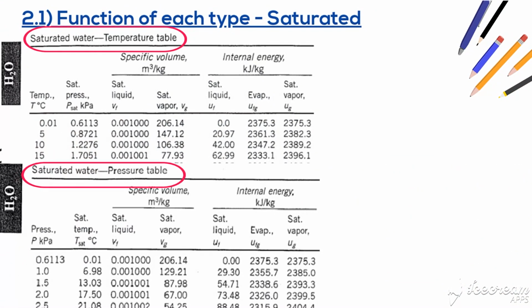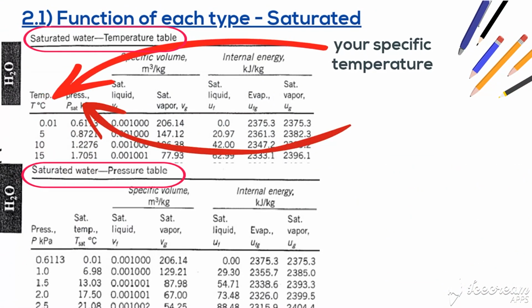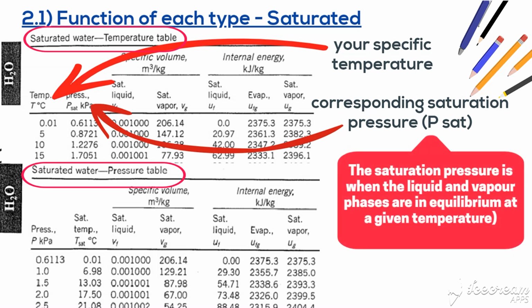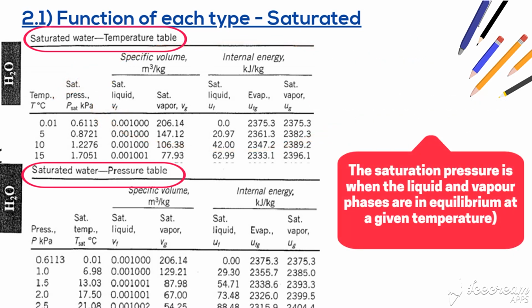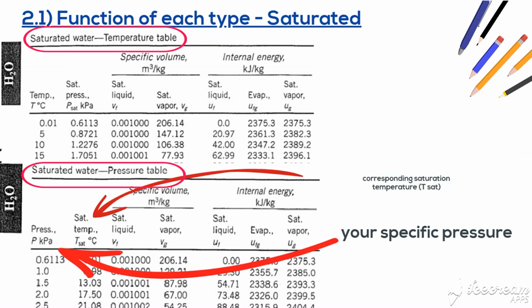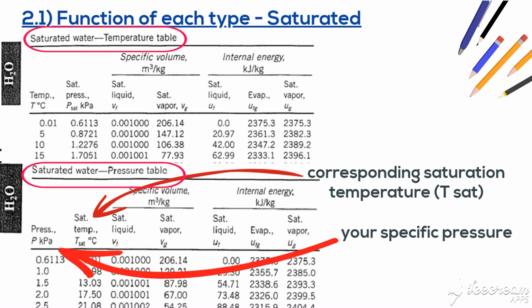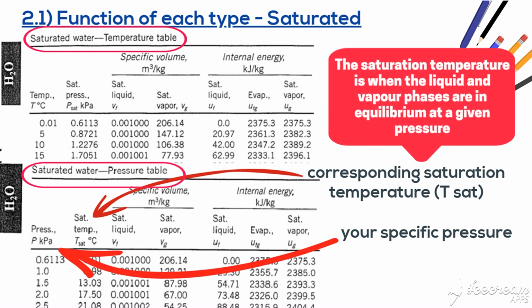Let's start with saturated water. Usually, you will find two tables for the saturated water. One with the saturated temperature and one with the saturated pressure, because the temperature and the pressure are dependent properties during a phase change. Both tables give the same information.